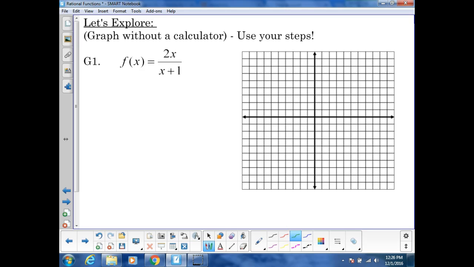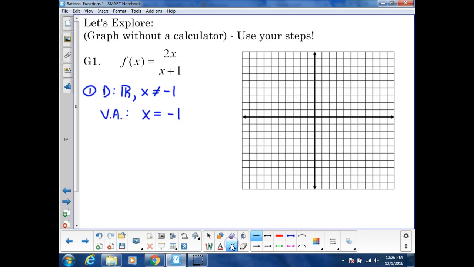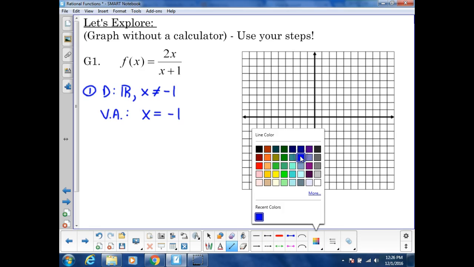Step number 1 says that I am going to do what? Find the domain. Okay, so the domain of this function is all real numbers, then x cannot equal negative 1. Everybody agree with me on the domain for that one? Okay, that means what? That I have a vertical asymptote at x equals negative 1. Okay, so I put that on my graph.